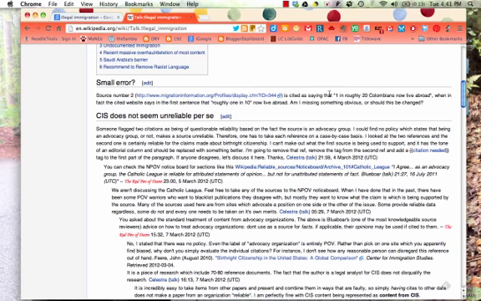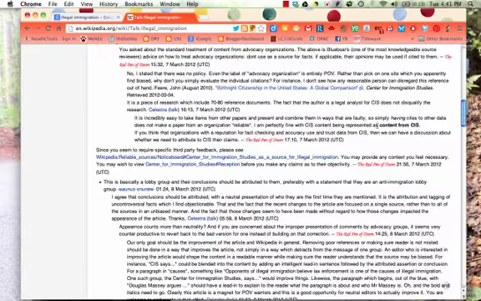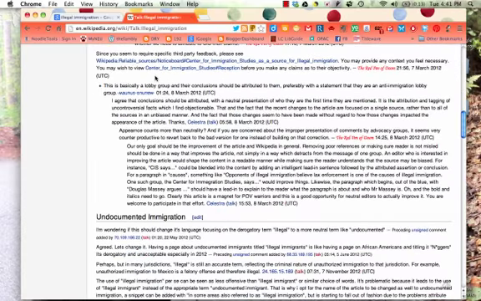So source number 2, somebody is questioning whether one of their facts should be changed. He doesn't think it's correct. Someone else flagged 2 citations for being questionable. If we go down further, this is basically a lobby group, and their conclusions should be attributed to them, preferably with the statement that they are an anti-immigration lobby group. So some of this information has bias.